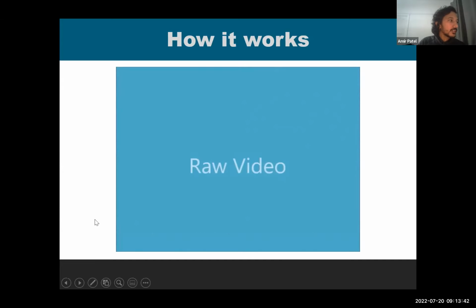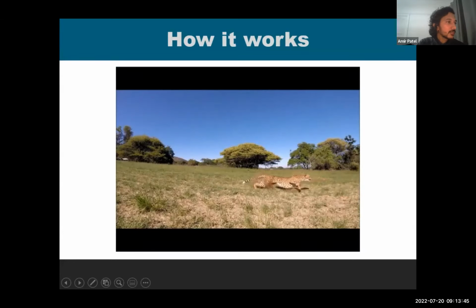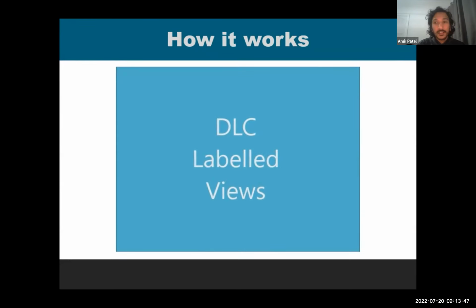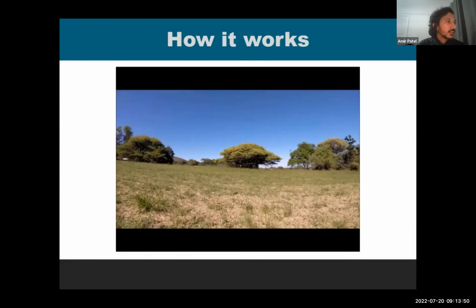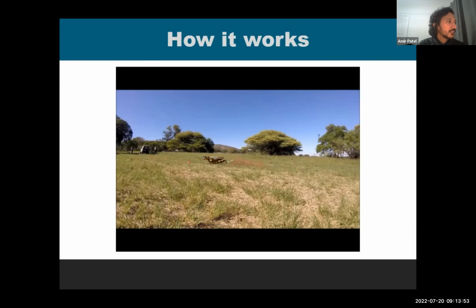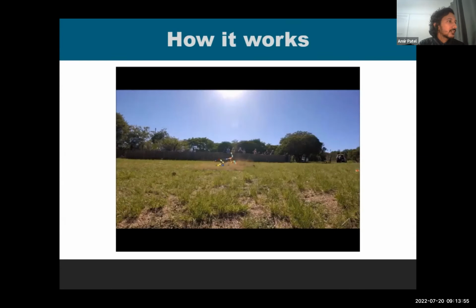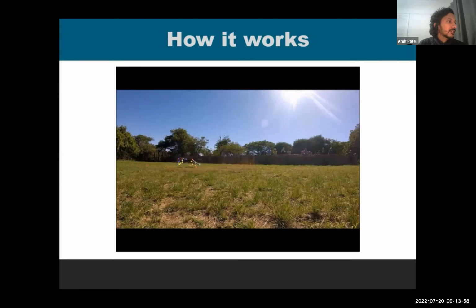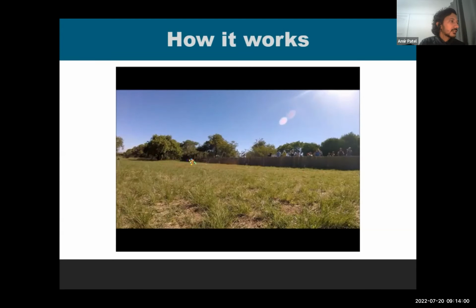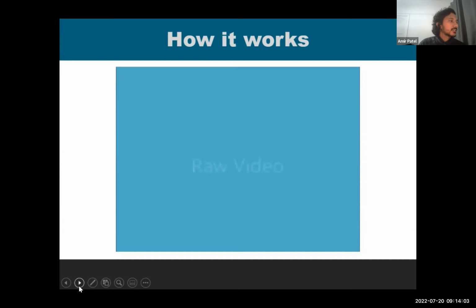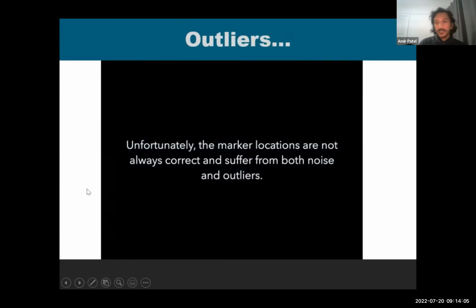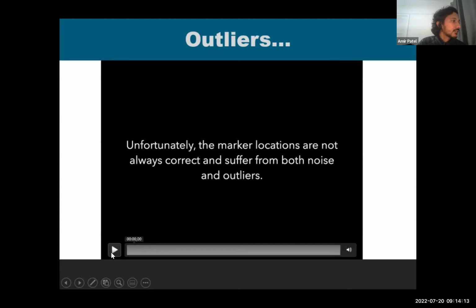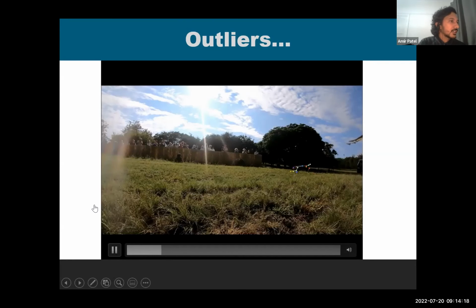So you basically give it these raw videos. We got 6 views of the cheetah, and then DLC automatically labels the points for you. You can see there, all 6 views, and what's amazing is that it's one network that does any view, any kind of cheetah, as long as we give it the training data.